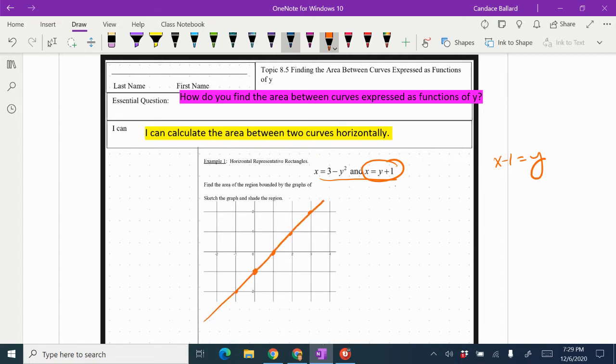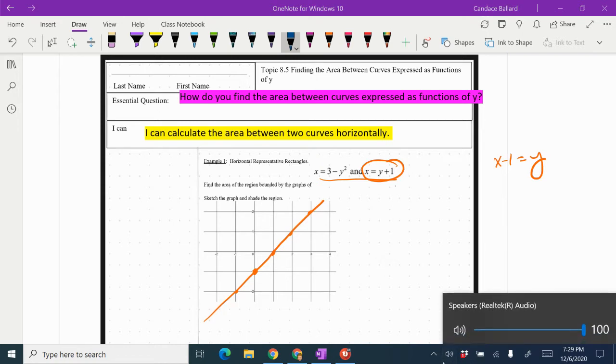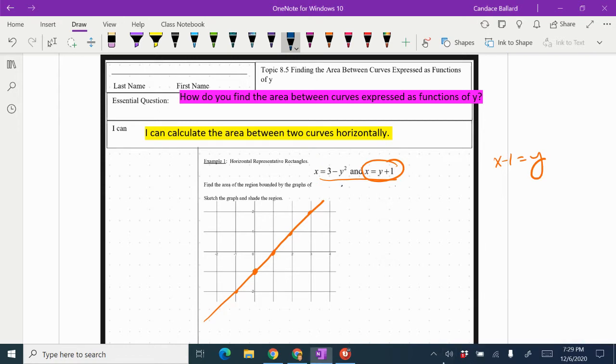And then the other one's a little bit trickier. There's a couple of things I could do on this. I could solve it for y if I wanted to. If I did that, it would be x minus 3 equals -y squared, and then I would get -x plus 3 equals y squared. This is a little bit messy, so that might not be exactly the way we want to do that.